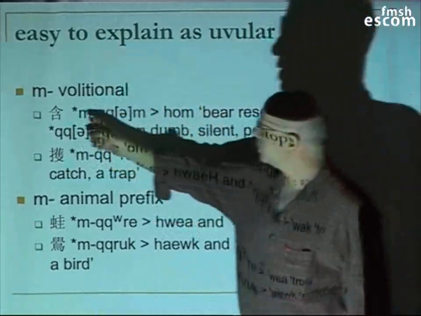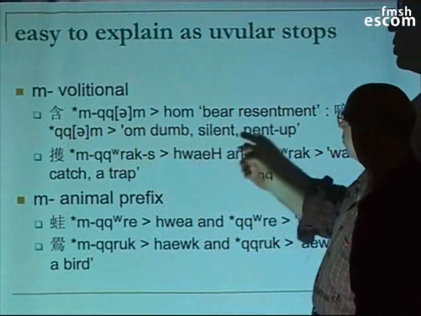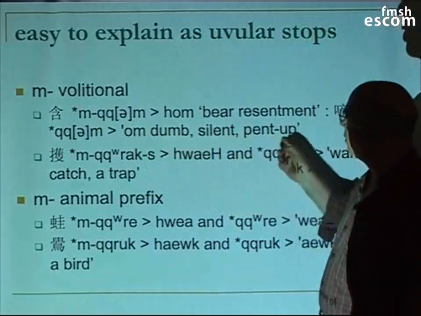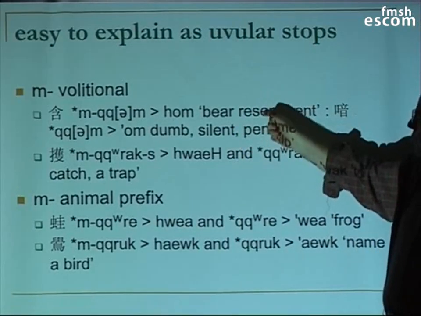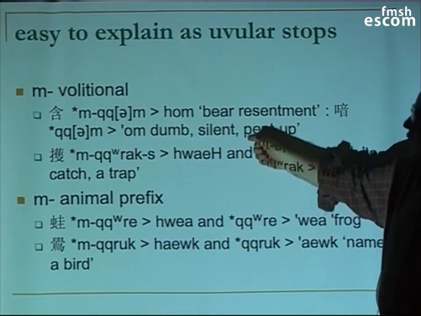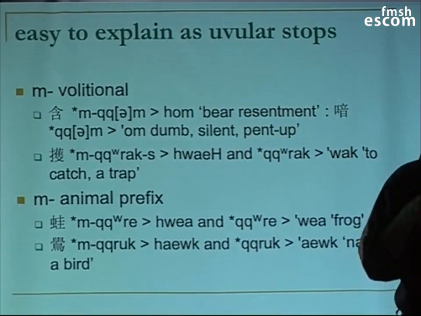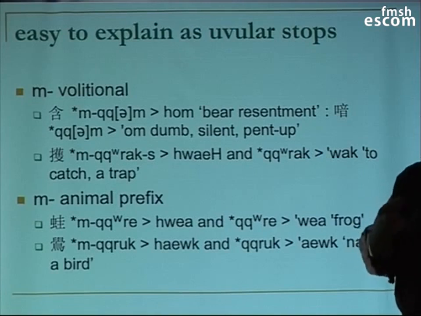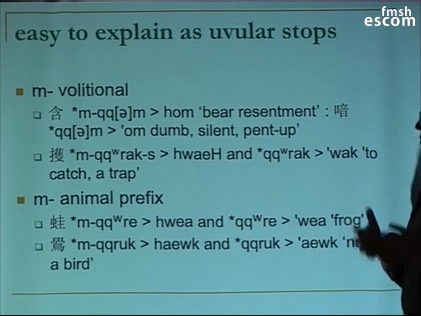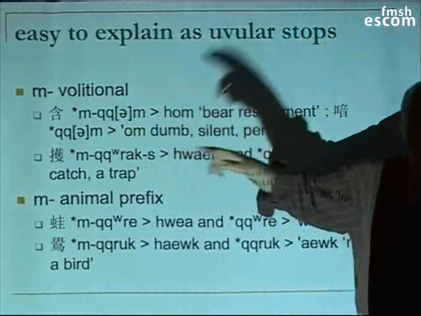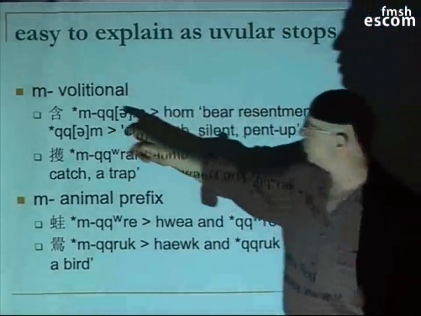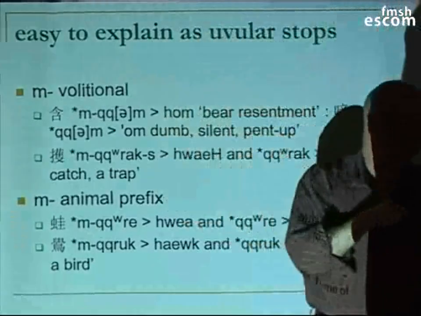Okay, now we explain. Look at this example, Han, to bear resentment, and silent, pent up. The difference in meaning between these two is that this is more volitional than that. To bear resentment is to nurse a grudge, to really entertain a grudge. So this is more volitional, and it makes sense to explain the difference in semantics with the M prefix. And the M prefix will voice an initial, okay?